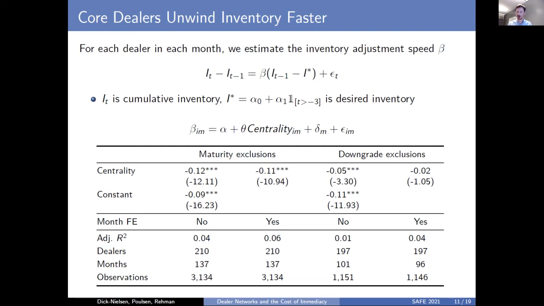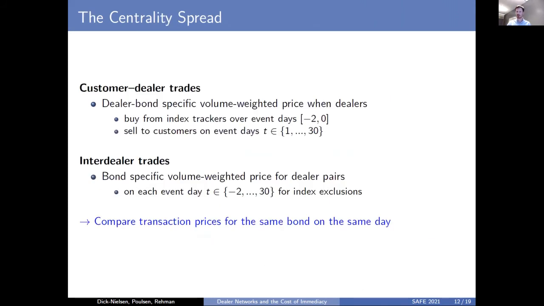So now let's look at the cost of using the dealer's inventory around exclusions. To do so, we do a separate analysis for customer-dealer trades and one for the interdealer market. For the customer-dealer trades, we compute a dealer-bond specific volume-weighted price when a dealer is buying from index trackers over the 2 event days leading immediately up to the exclusion date, which is day 0. Then we also compute volume-weighted prices on each trading day following the exclusion event, so from trading day 1 to trading day 30.